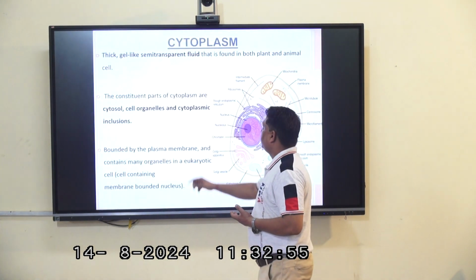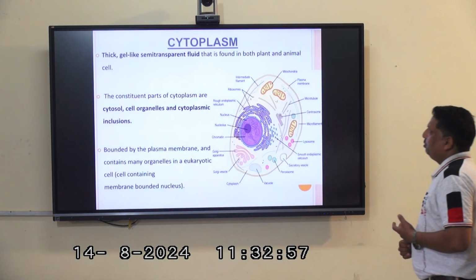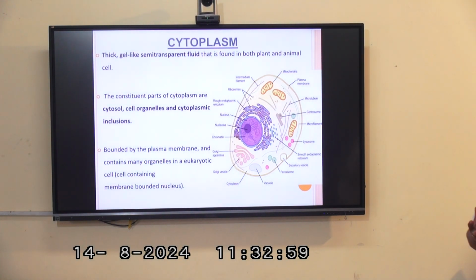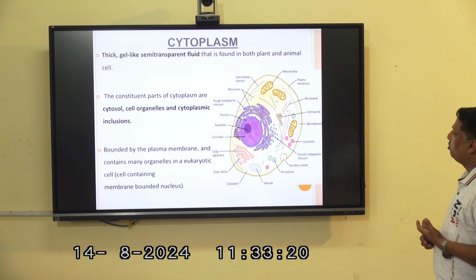This slide represents the cytoplasm, a very thick, gel-like, semi-transparent fluid that is found in both plant and animal cells. As the diagram indicates, they have a surface area, an outer boundary, and a middle part in the form of the nucleus. As I told you, this is the main controlling agent, in the form of the nucleus.